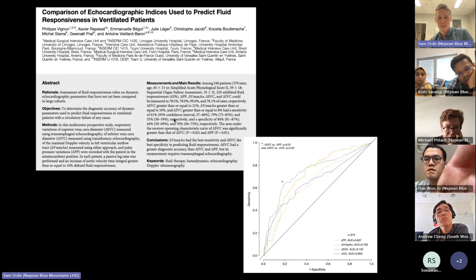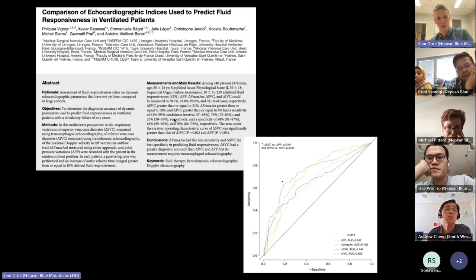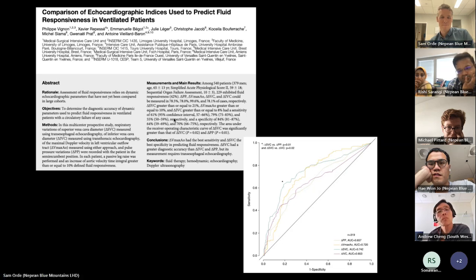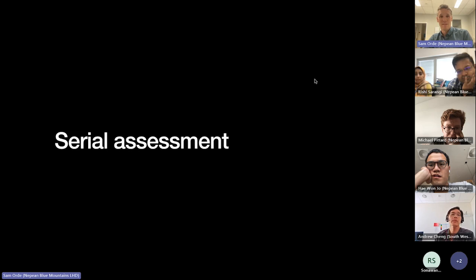They found that the SVC had the best predictive ability, but it was far less than was originally reported back in 2004 by Antoine when he was doing his paper. So there you can see the area under the curve is about 0.7, and it's not got the most perfect predictive value, but it's the best out of what we've got. So I think the SVC would probably be the most robust, but it's far from perfect.